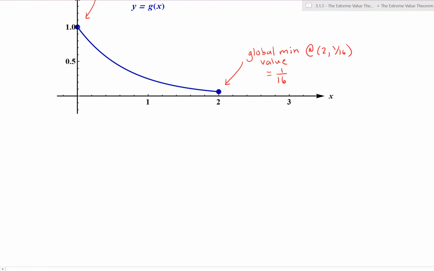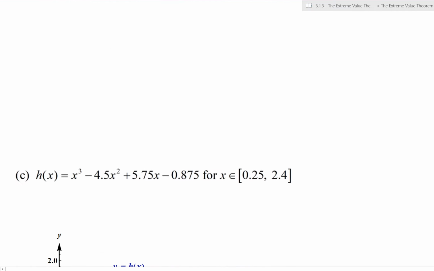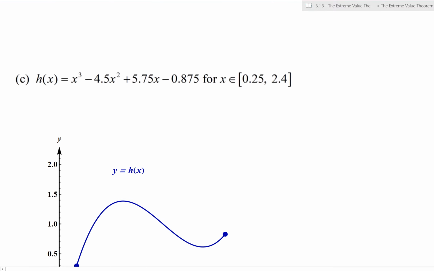A couple more here before we start wrapping up what the conclusion should be. All right, here's kind of a more involved function.